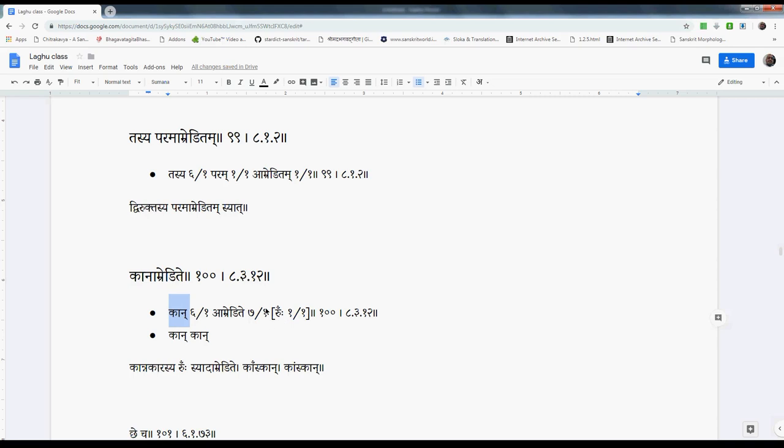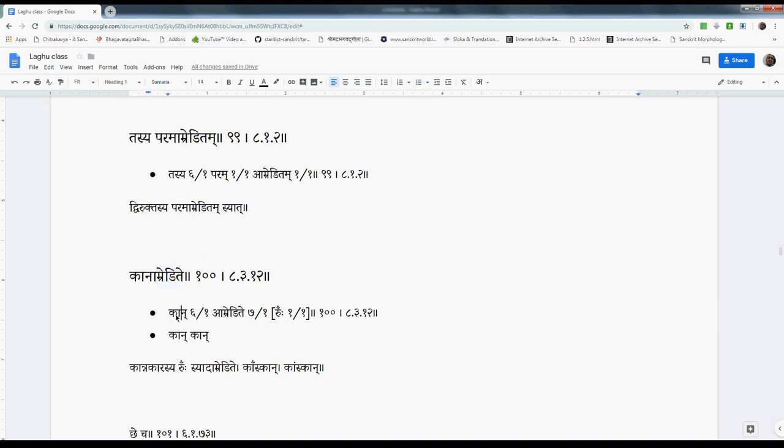So if you are seeing something, let's say you are imagining something and you are seeing something, I have to ask you, who all do you see? So I'll ask you, kan pashyasi. In that situation, there is a sandhi between kan. So that sandhi, how do you apply? There kan amredite sutra has pravritti.